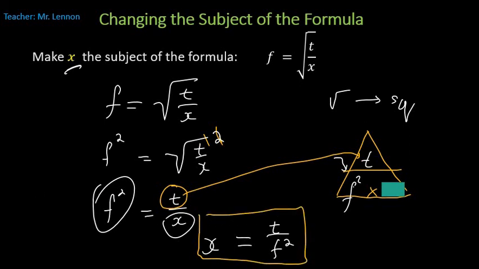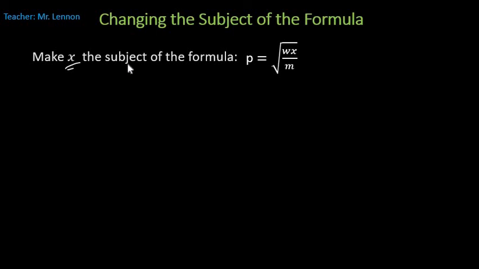Let us look at the next questions. Make x the subject of the formula p equals the square root of wx over m. So currently we have p as the subject. In other words, p is equal to the square root of wx divided by m. The first thing we want to do is to remove the square root, since the square root is affecting the wx divided by m.